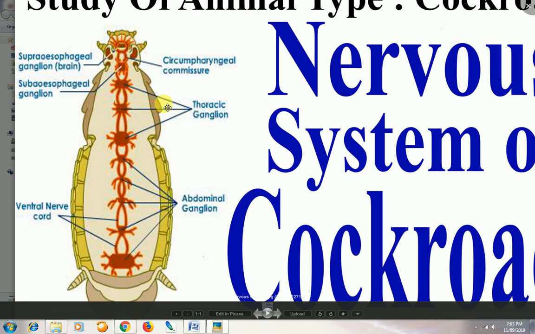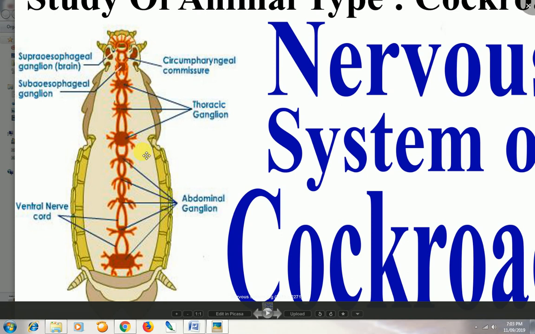Simply, first 3 nerves go to the thorax, then 4 to 8 number nerves go to the 5 abdominal segments, and the last number 9 nerve goes to the 7th abdominal segment, which covers 6, 7, 8, 9, 10, 11. So likewise, there is a distribution of 9 nerves. First 3 nerves to the thorax and remaining 6 nerves to the abdomen.